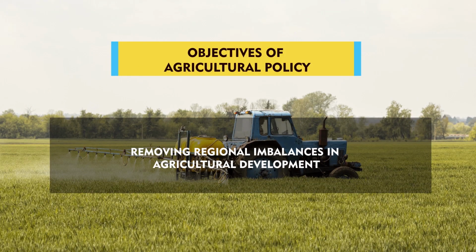And removing regional imbalance in development, like we have the Indo-Gangetic belt, where we have good infrastructure for irrigation, but in the arid zone, the dry land, we do not have irrigation facilities. So there is an imbalance in development. So we need to provide development in the dry land or arid zone also.